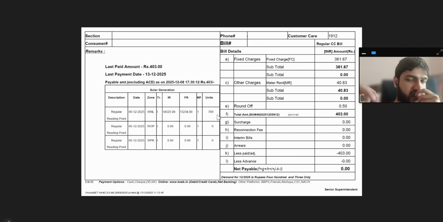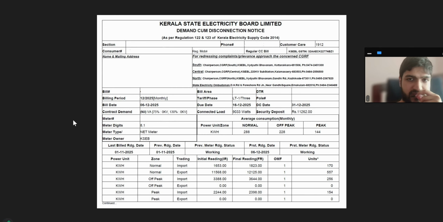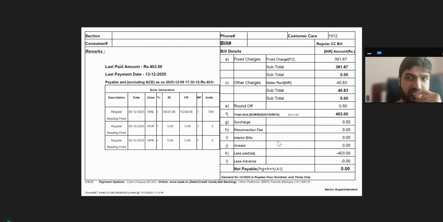So when we come to fixed charges, it is basically calculated based on the average consumption over the last several months. Based on that, the fixed charge is calculated. So 288 in the normal, off peak will be 228, peak will be 200, 144. Based on that, the fixed charge is calculated.